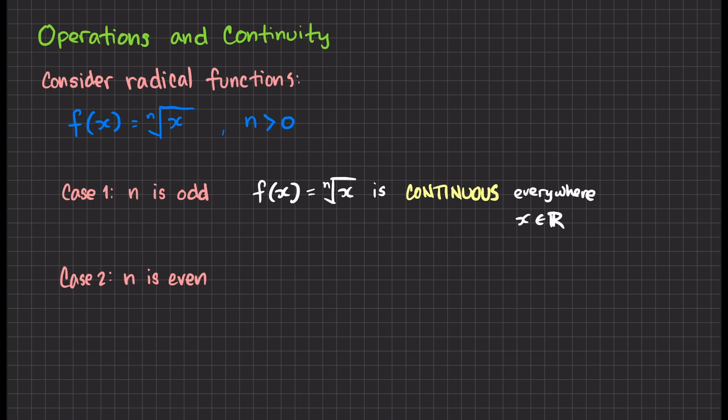But if our n is even, yung index natin is even, we know na hindi pwedeng maging negative yung radicand, kasi magkakaroon tayo ng imaginary na result. But as long as positive yung value ng x, meron tayong mahahanap na nth root. So if n is even, then our function nth root of x, again even yung n, is continuous for all values of x that are greater than or equal to 0.